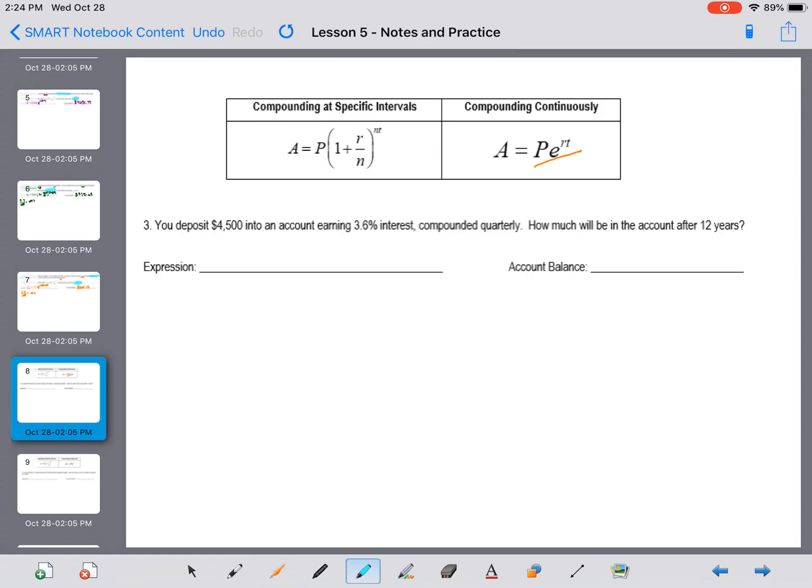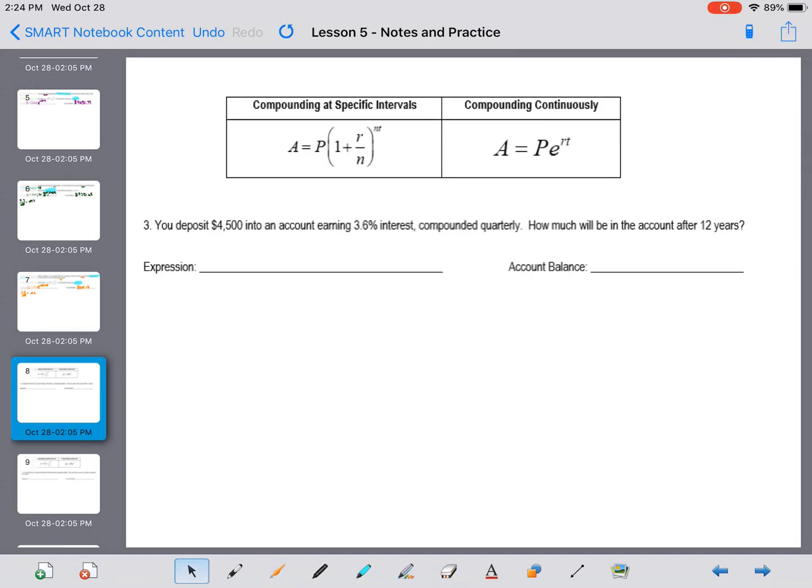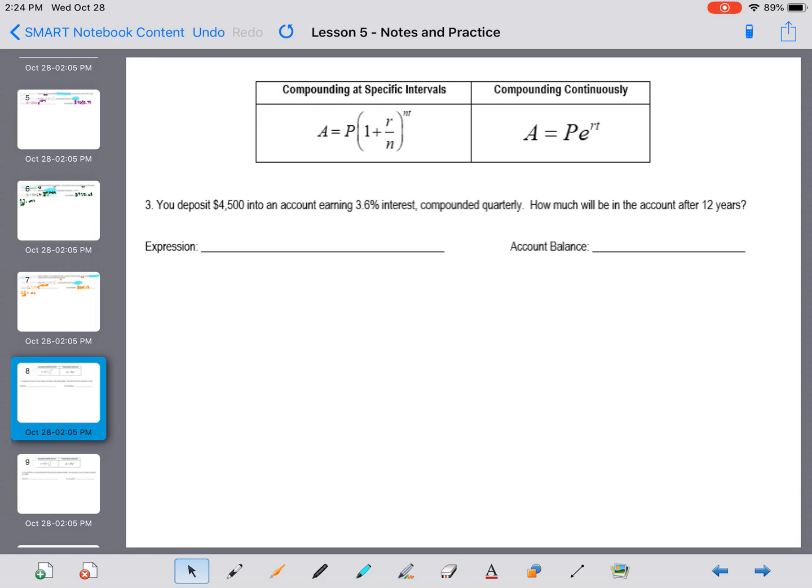Number 3. Number 3 says if you deposit $4,500 into an account earning 3.6% interest compounded quarterly, how much will be in the account after 12 years? It's being compounded quarterly, so we don't have that little setup for you. So this is how it would be like on your quiz. You have a scenario, you notice that it says compounded quarterly, so you look at the formulas and pick the specific interval.